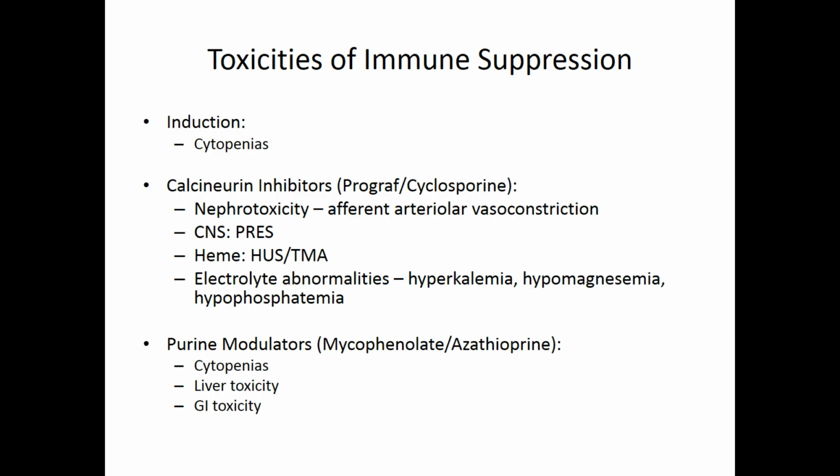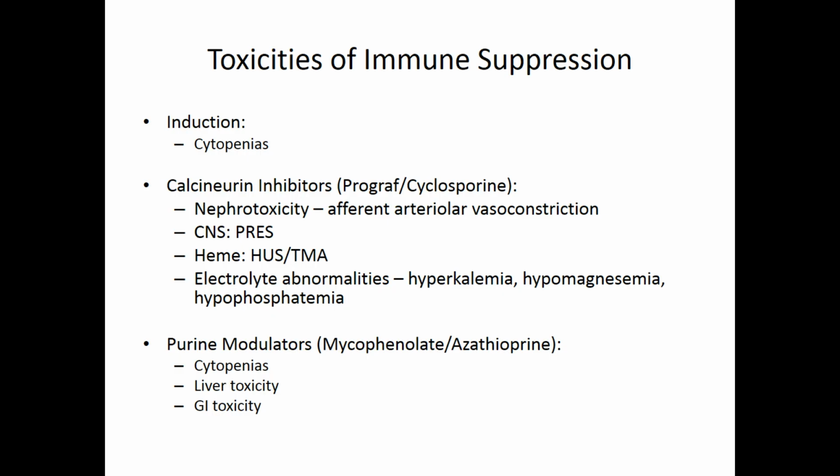Induction immune suppression can be associated with cytopenias, and calcineurin inhibitors in particular have multiple complications associated with them. Remember that the nephrotoxicity associated with calcineurin inhibitors is related to an afferent arteriolar vasoconstriction. This complication, therefore, can often be confused with prerenal azotemia. It is important to recall that while in the setting of high calcineurin trough levels, the risk of nephrotoxicity is higher, the chronic nephrotoxicity associated with calcineurin inhibitors can be seen in the setting of goal trough levels.